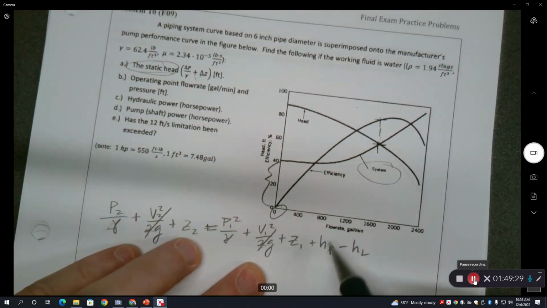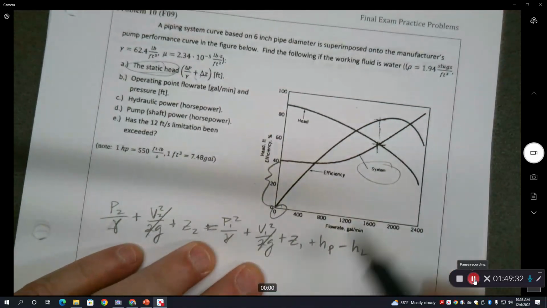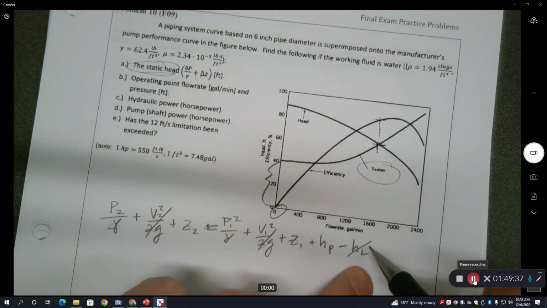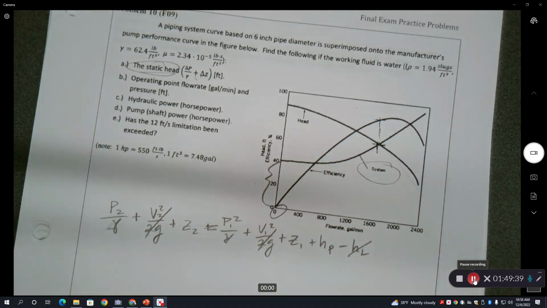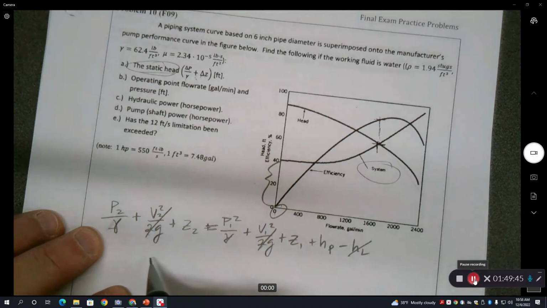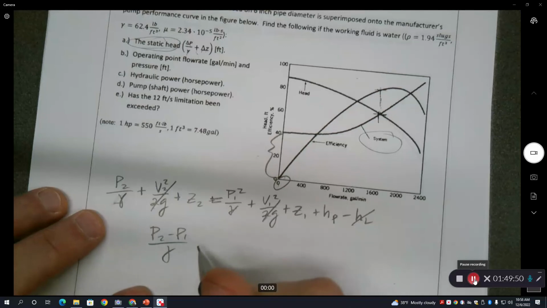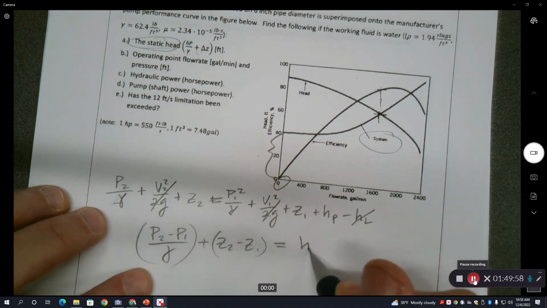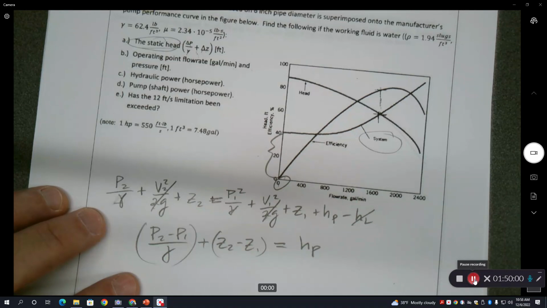And we're going to have the delta Z right here. So we're also going to have no losses because there's no velocity coming through here. So we could really say that this delta P, the P2 minus P1 over gamma plus Z2 minus Z1, is going to be equal to HP. So that's the static one right there. That ends up being part A, saying that that's going to be 40 feet.